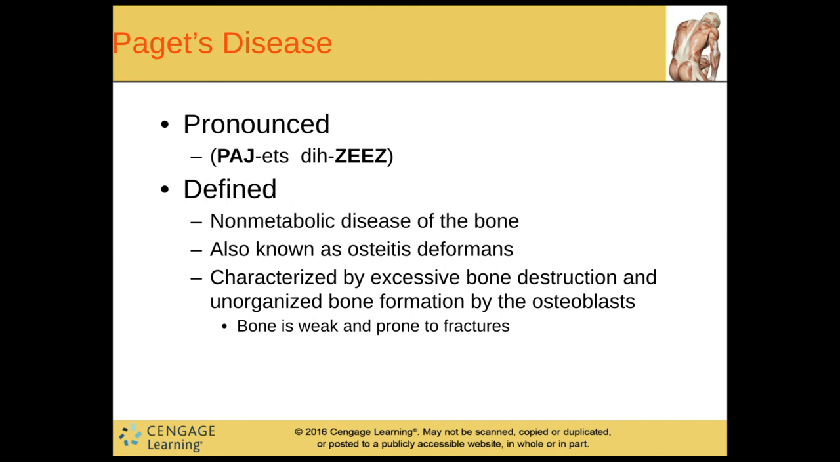And then we have Paget's disease. This is a non-metabolic disease of the bone. It's also known as osteitis deformans, right? So it's characterized by excessive bone destruction and unorganized bone formation by the osteoblasts. So the bone is weak and pretty prone to fractures or breaks easily.